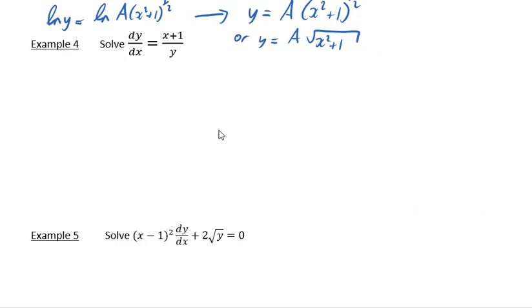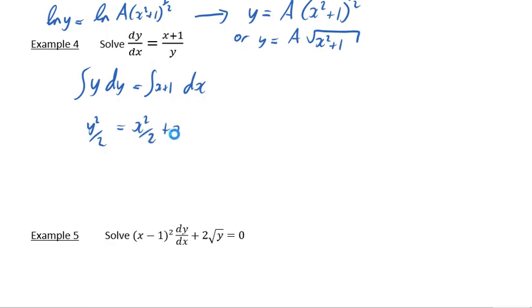Okay, example 4 here. Again, we want to separate our variables. We want to get a function of y on the left-hand side and our function of x on the right-hand side. So you multiply across by your function of y this time. This is actually going to be a very nice one. And then the integral of x plus 1. So if we just go ahead and integrate this, you're going to get y squared over 2 is equal to x squared over 2 plus x plus your constant of integration.